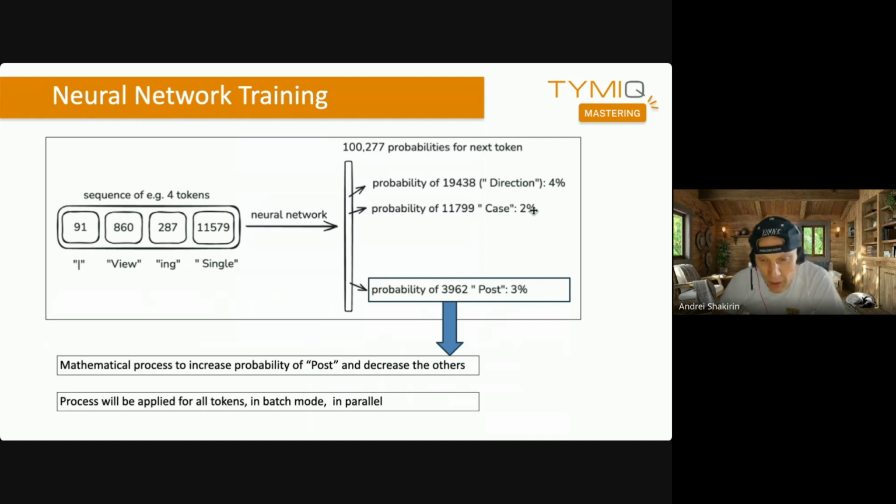And of course, it's not a sequential process. There is a batch mode and a lot of parallel threads working. So it's possible to parallelize it because it's a very compute-intensive task, and it makes sense to do it in parallel for different training data sets.